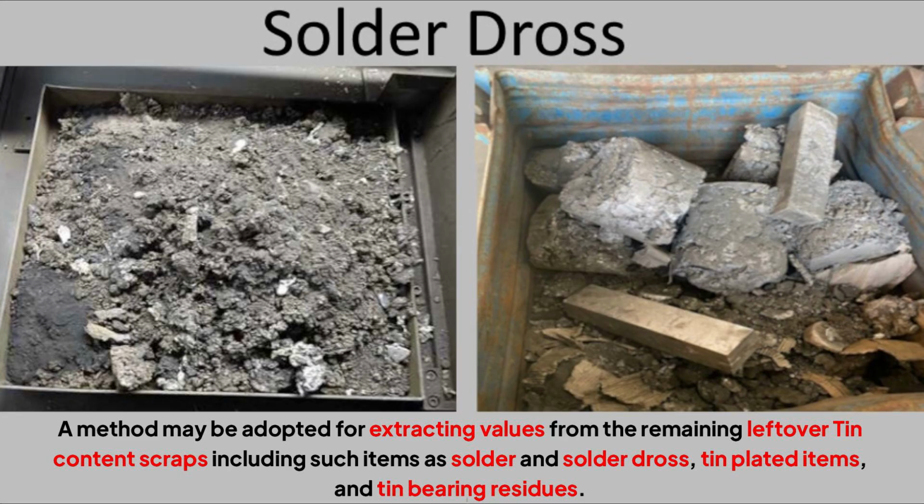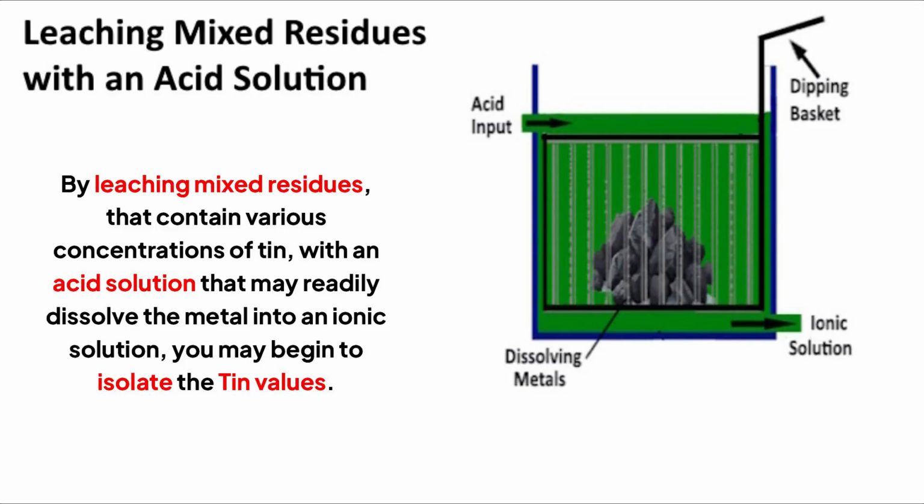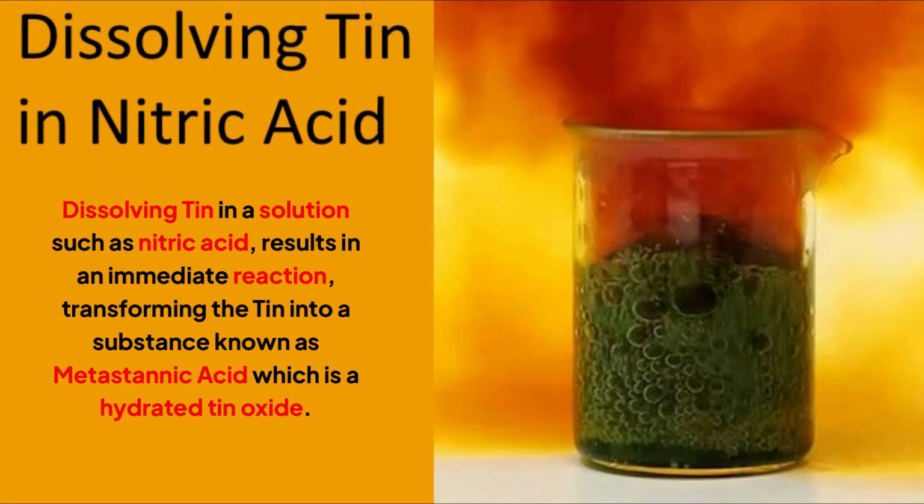and solder dross, tin-plated items, and tin-bearing residues. By leaching mixed residues that contain various concentrations of tin with an acid solution that may readily dissolve the metal into an ionic solution, you may begin to isolate the tin values. Dissolving tin in a solution such as nitric acid results in an immediate reaction, transforming the tin into a substance known as metastannic acid, which is a hydrated tin oxide.